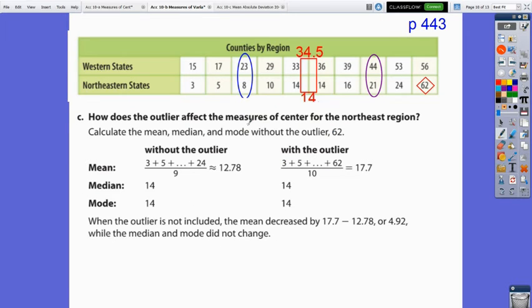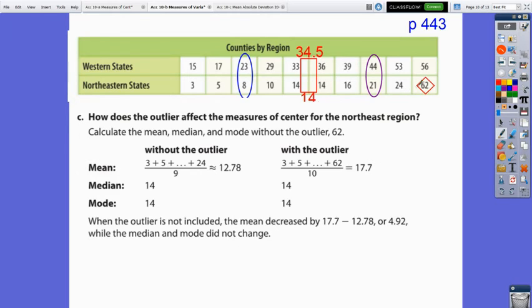Okay, now how does the outlier affect that measure of center? If you threw it out and did the mean, you can see that with the outlier, it makes the average, the mean, 17.7. And if you left it out and just used the other 9, it comes out to 12.78, which is a lot more representative of the center of all of these numbers. So if the outlier is not included, the mean goes down by about 5.